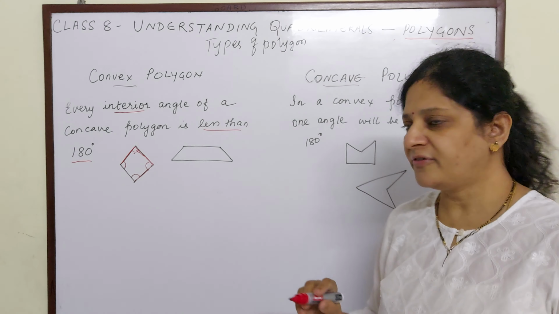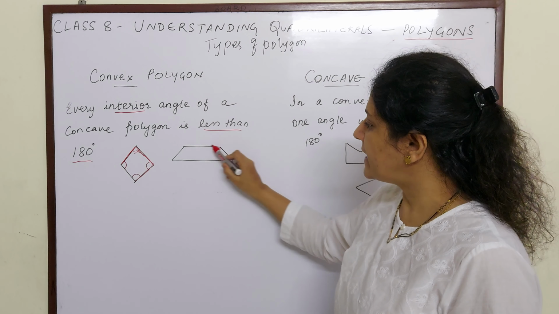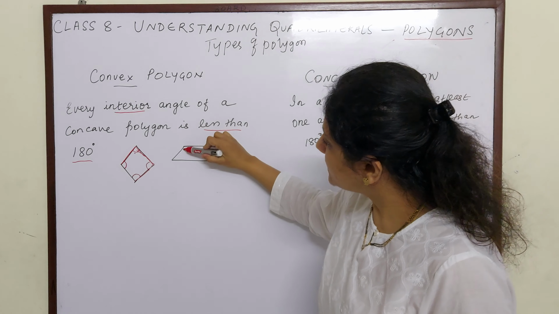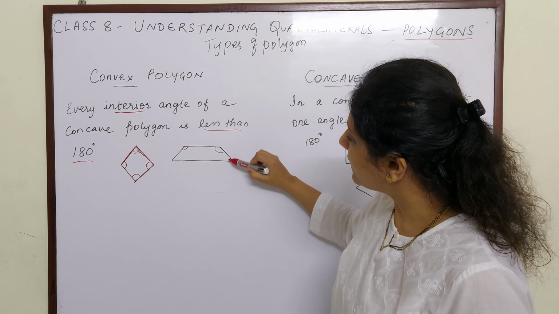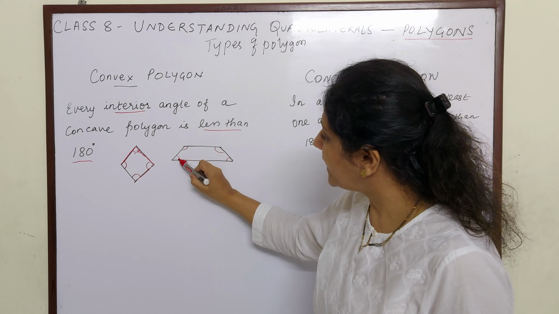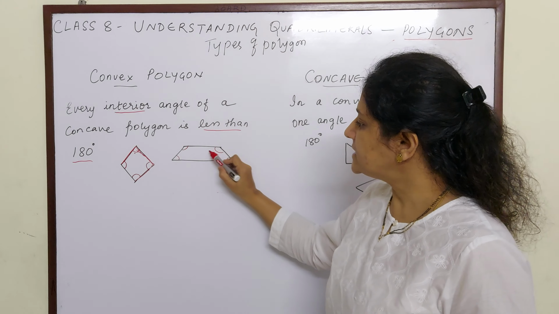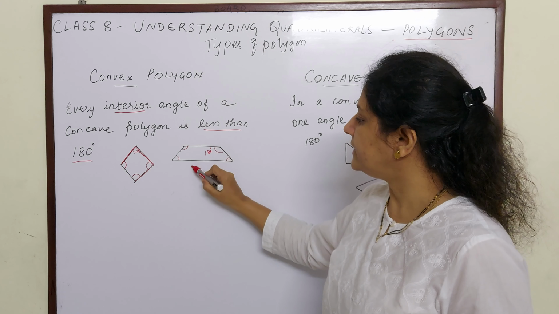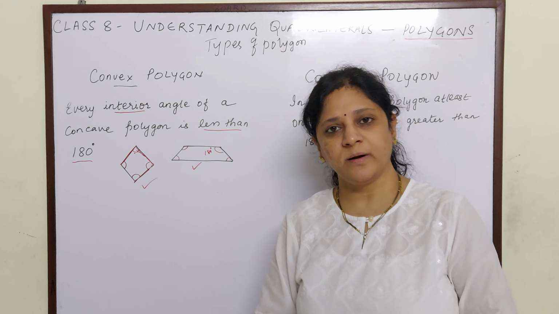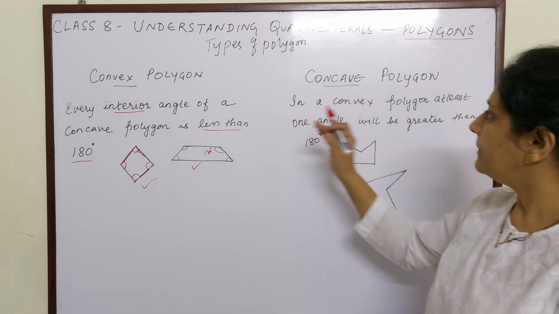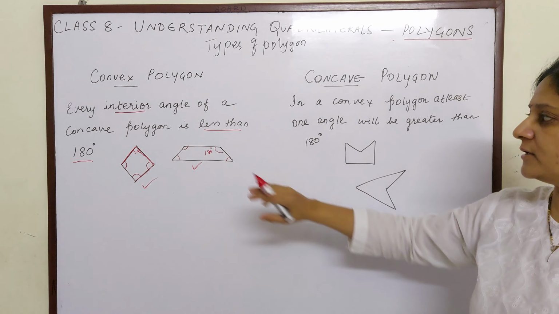Now this is in the form of a trapezium. Here also there are 4 sides. That means there will be 4 interior angles formed inside the figure. Interior angles means inside the figure. Now these are all less than 180. Such polygons are known as convex polygons.